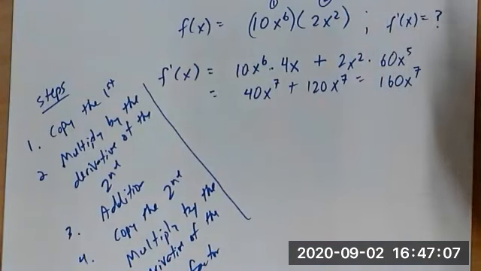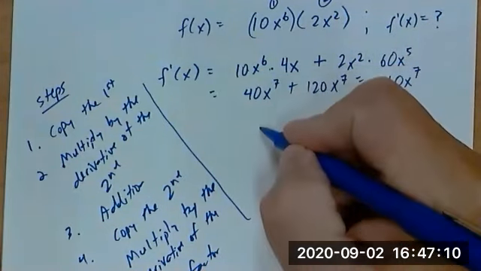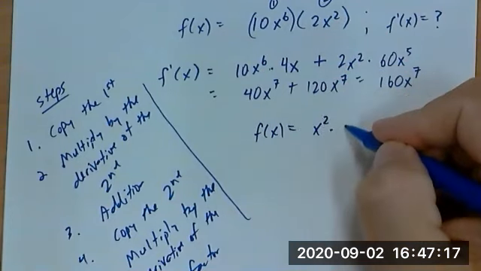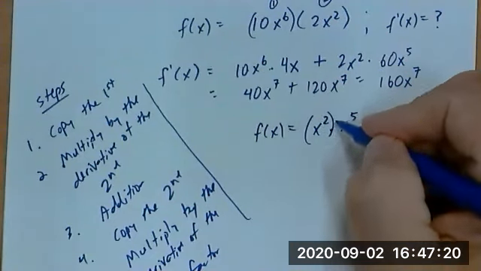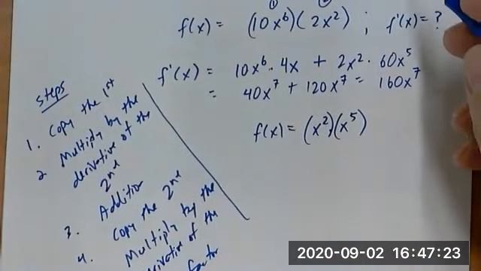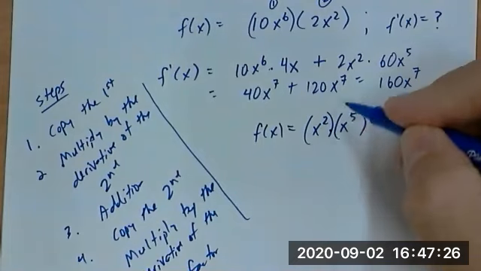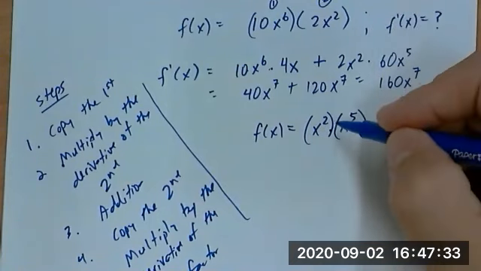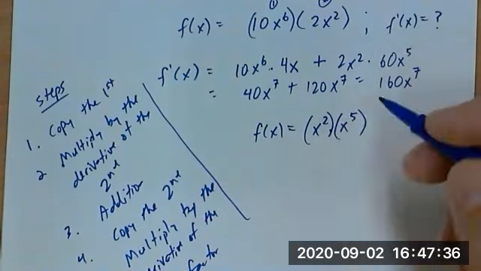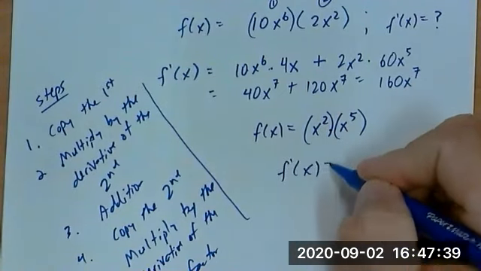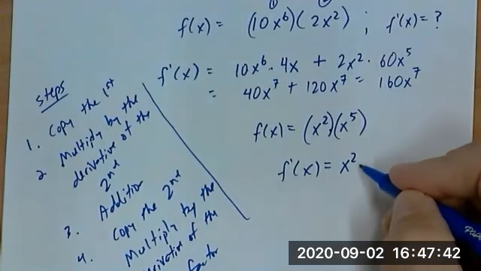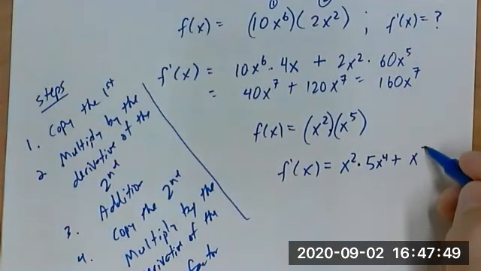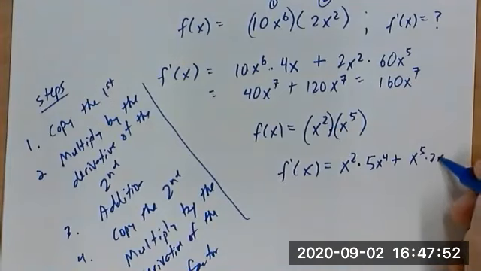Let's do another one. We'll make it even simpler. No coefficients. Here's my original function. Maybe I'll put them in parentheses. x squared times x to the fifth. Now some of you are probably thinking something, but hold on, I'm going to talk about that in a minute. I want to go ahead and apply the product rule to find this derivative. So the first times the derivative of the second, plus the second times the derivative of the first.